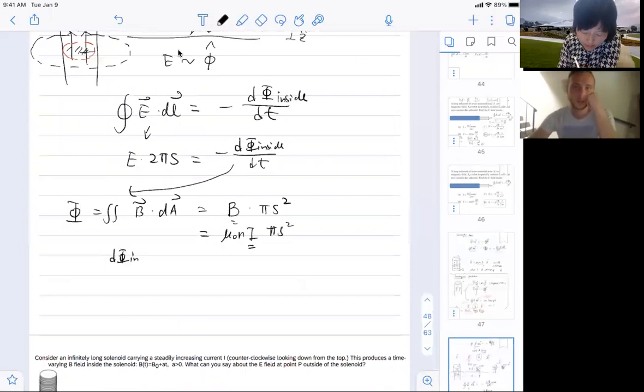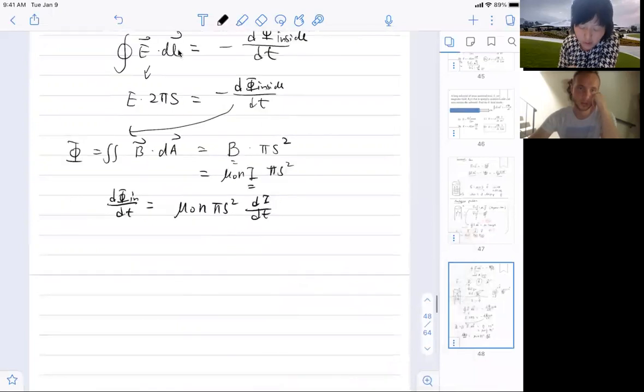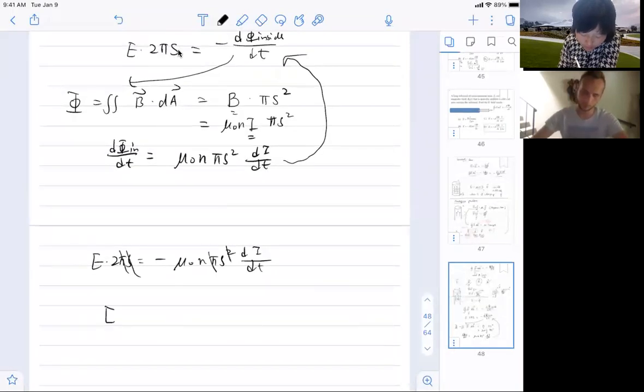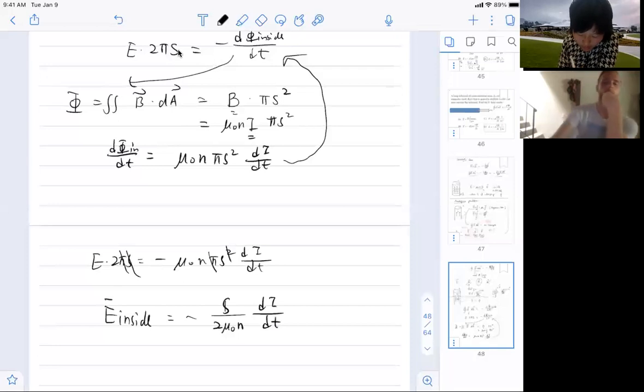So dΦ/dt becomes μ₀nπs² dI/dt. If there is a change in I, you have a non-zero B field. So I can plug this back in the right hand side. I got E·2πs is equal to negative μ₀nπs² dI/dt. Okay, so I can rearrange a few things. I found E inside the solenoid is negative 1 over 2πs, πs², 2μ₀n s dI/dt in the φ hat.